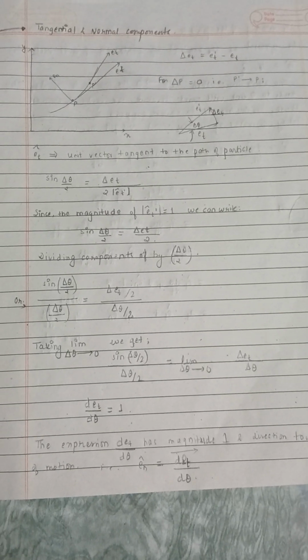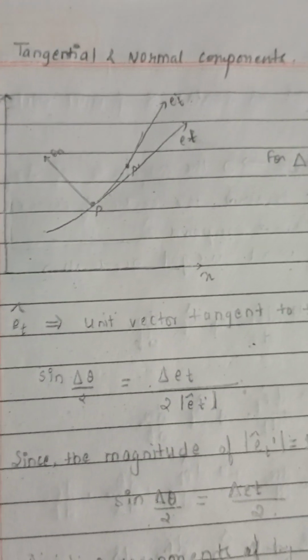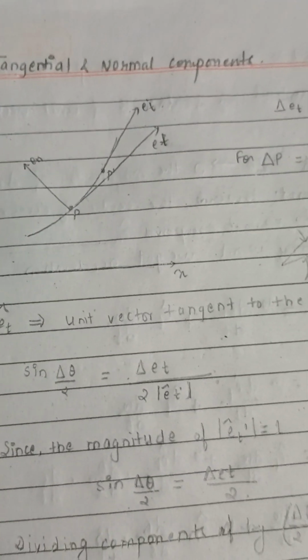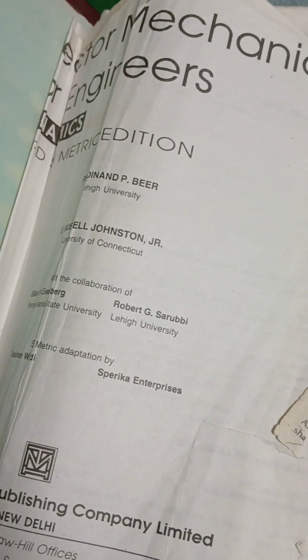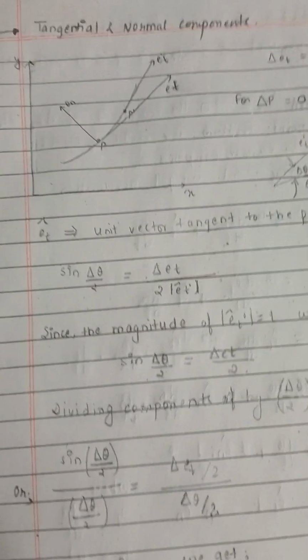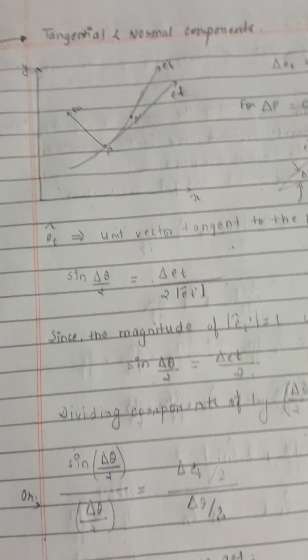Hello and welcome. Today we'll be talking about the concept of tangential and normal components. Reference: Beer and Johnson, Vector Mechanics for Engineers. So, what is a tangential and normal component?